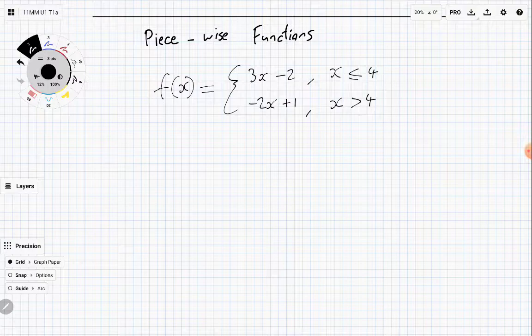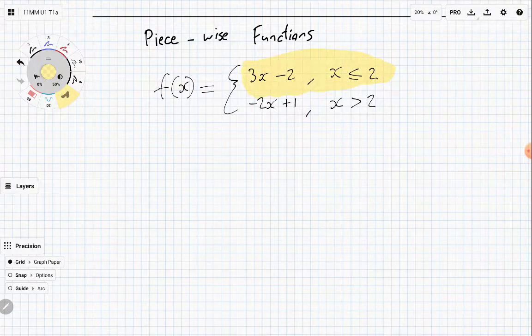So let's actually draw this thing. It's essentially two linear functions all built into the same thing. So 3x minus 2, and then we've got minus 2x plus 1. I'm just going to change this domain range, so I'm going to make it 2 instead. So it's going to behave like this when x is less than or equal to 2, and it's going to behave like this afterwards, when x is greater than 2.